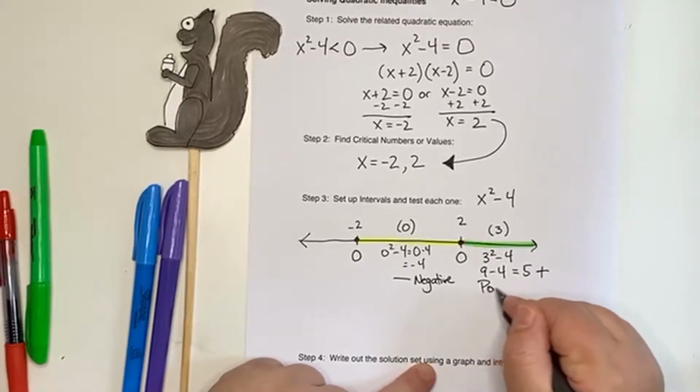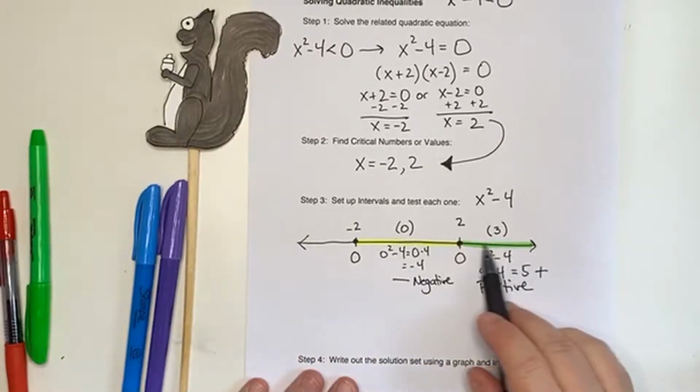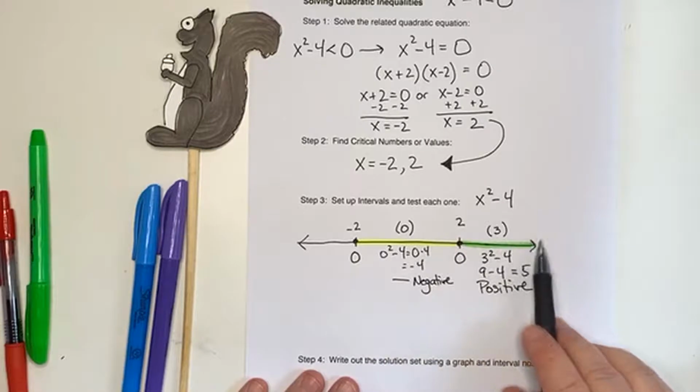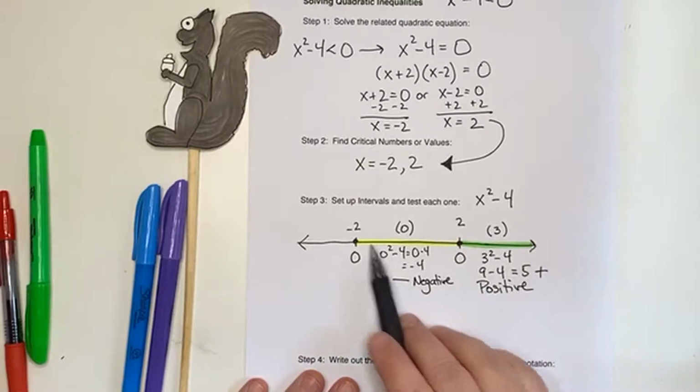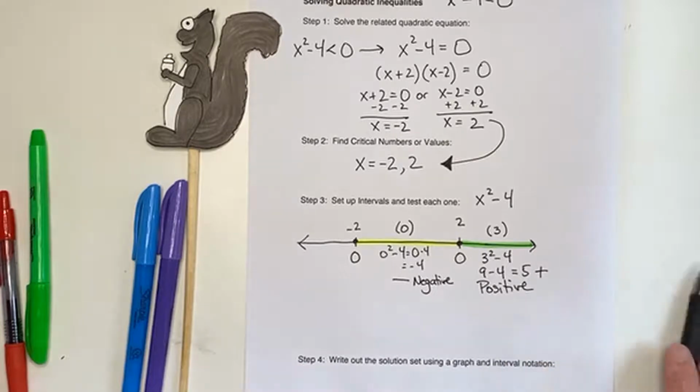This is positive. So this whole interval from 2 arrow, because these are the only 2 zeros, this whole thing is going to be positive over here. Okay.